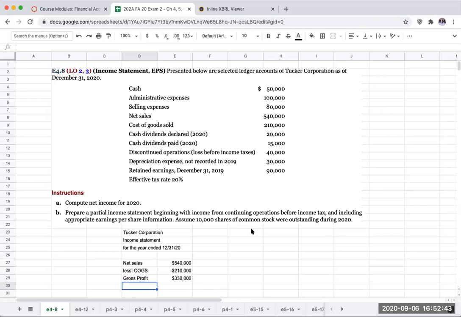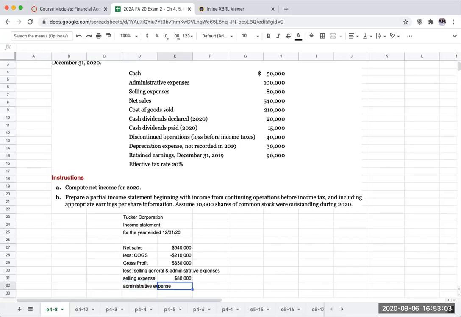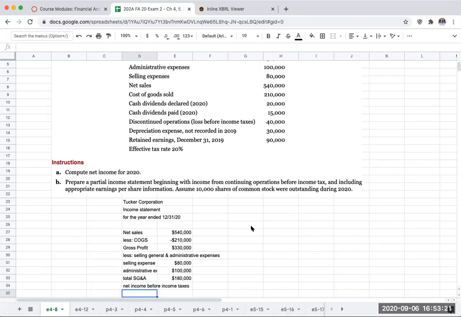So we've got our gross profit. I'm going to do less selling, general, and administrative expenses. My selling expense is 80,000. My administrative expense is 100,000. I don't have any general expenses, so my total SG&A is going to be 180,000. My net income before income taxes is going to be the 330,000 minus 180,000.